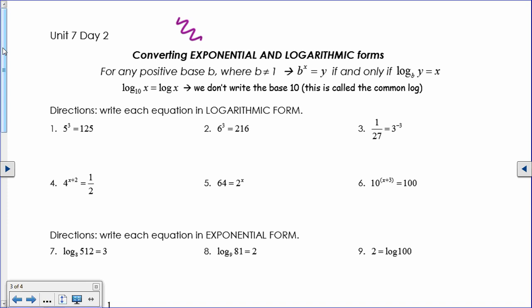So we haven't talked about logs yet. Everybody get your calculator in front of you. Does anybody see the log button? There's a log button on your calculator. We're going to be learning how to use that today.